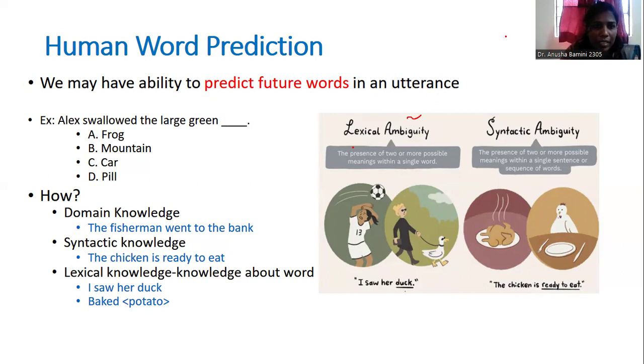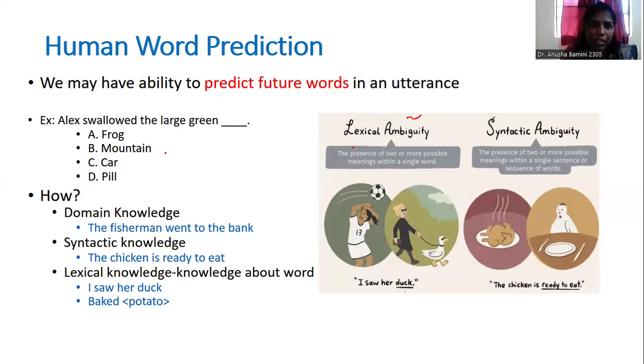The example given here is: Alex swallowed a large green dash. As human beings, we know that from these four options, these four things are green in color, but what item can be swallowed? It must be a pill. As a human, our brain has the capability to find the correct answer. But what will the system choose as the correct answer? How does a machine know the pill would be the correct answer? This can be done by the n-gram language model.